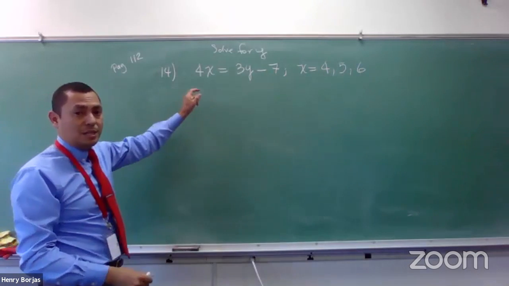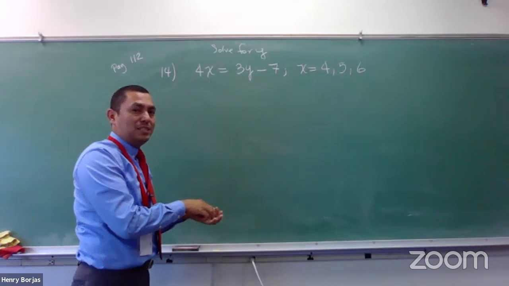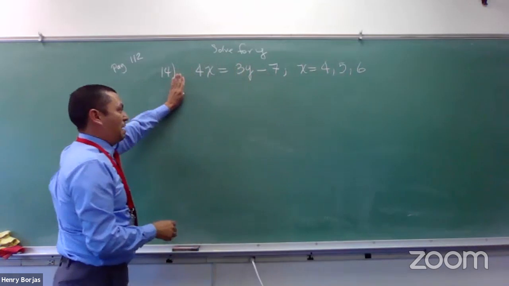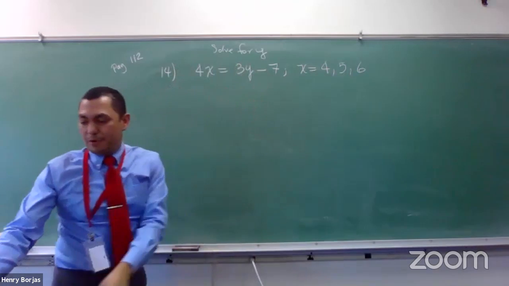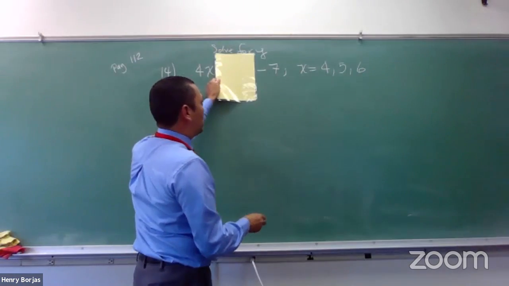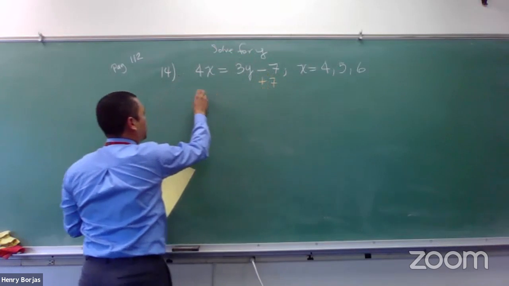So in this case, solving for y means I need to move this 7 to the left. Let me move this 7 to the left. Remember, if I'm solving for y, I always say cover your variable. So you have minus 7, so I'm going to do plus 7, the opposite operation.